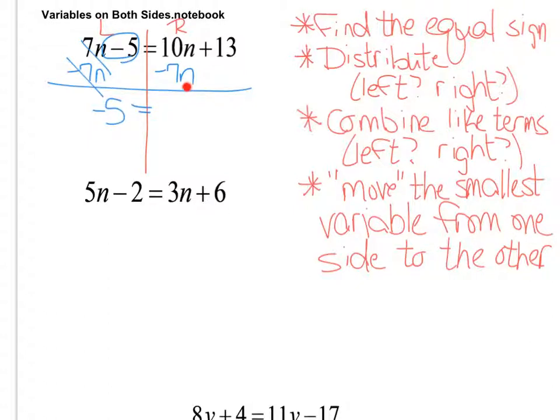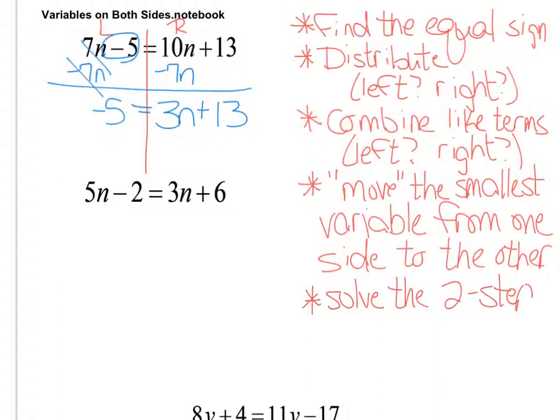Now, look at this. 10n minus 7n. What is 10n minus 7n? 10n minus 7n is 3n. Bring down the plus 13. Now, all of a sudden, I have a two-step equation. So the last step is to solve the two-step equation. We can do these with our eyes closed, right? We've been doing them for weeks now.